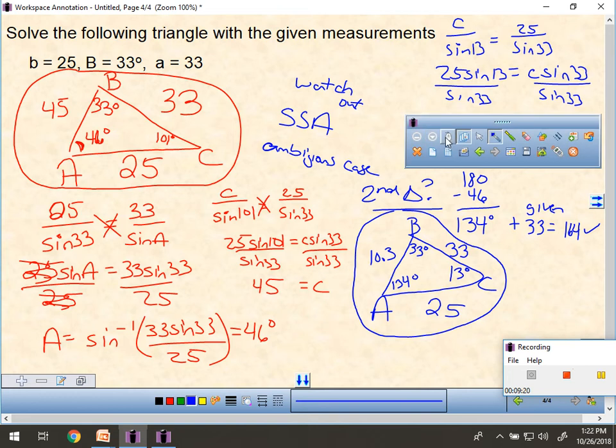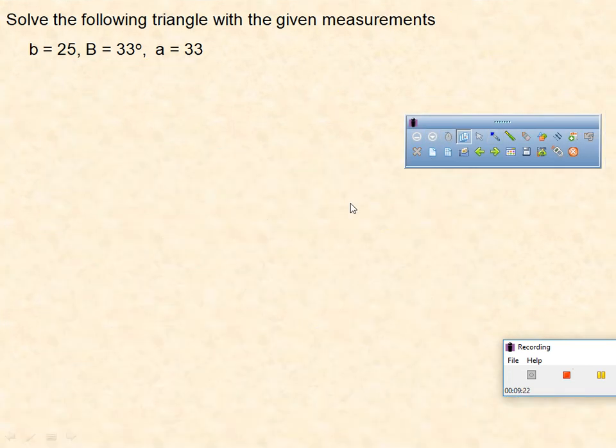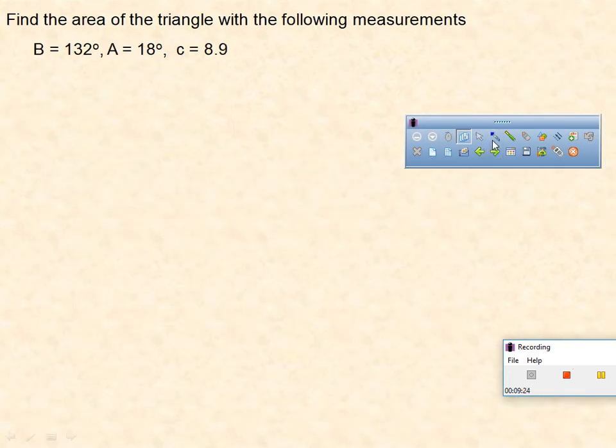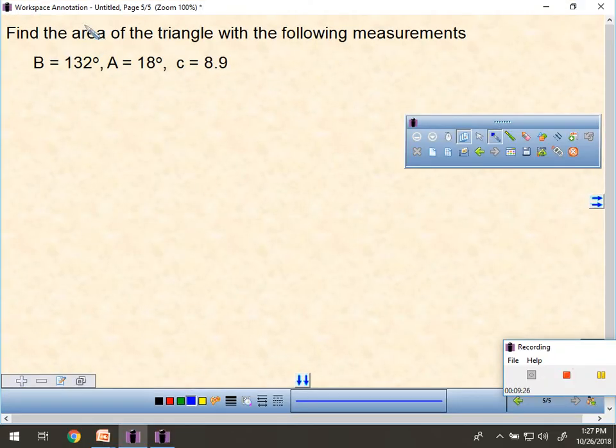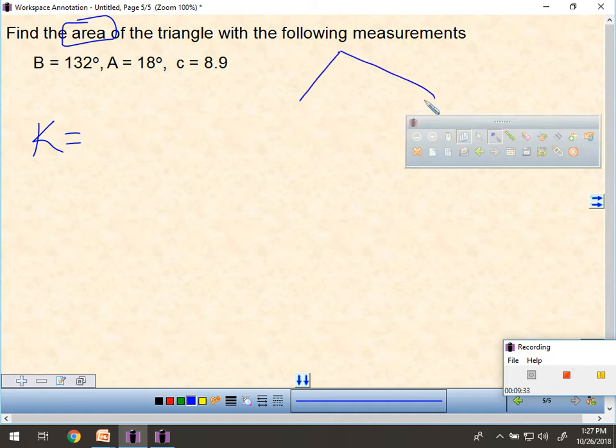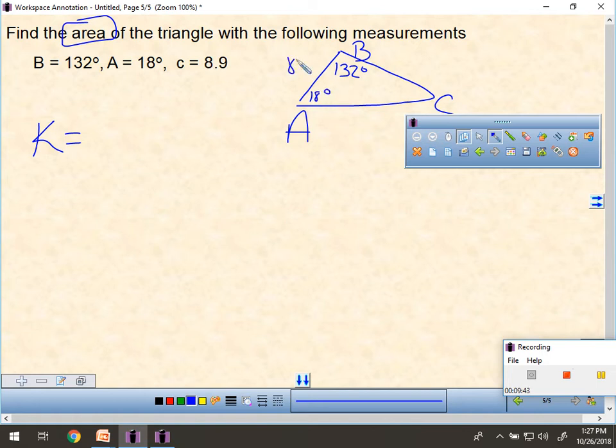All right, another review problem we had was if I ask you to find the area. Now, don't worry. You're going to be given the formulas on the test. So if it asks you to find the area, just find the area formula that works. I'm going to go ahead and draw the scenario so you can see it. This is triangle A, B, C. And so angle B is 132 degrees, angle A is 18 degrees, and side C is 8.9.